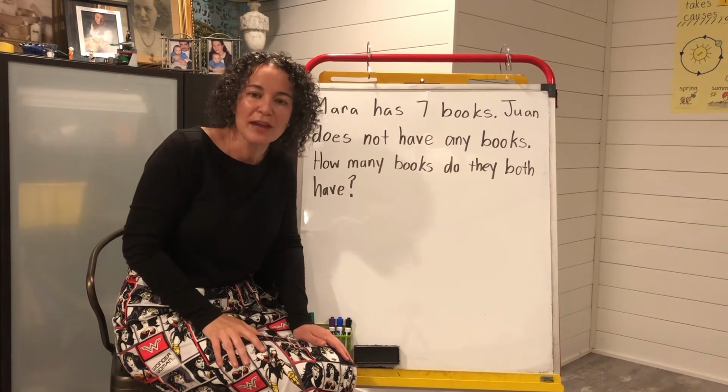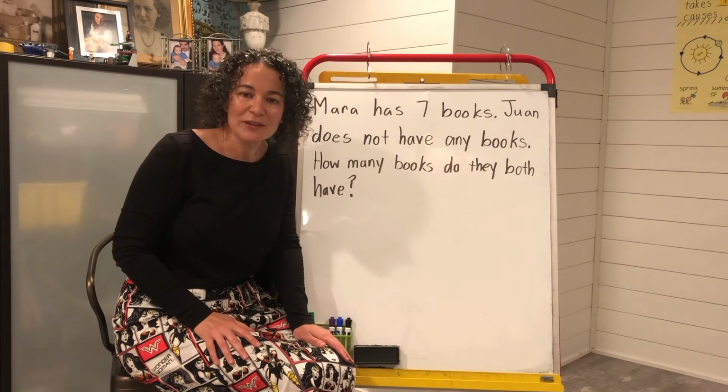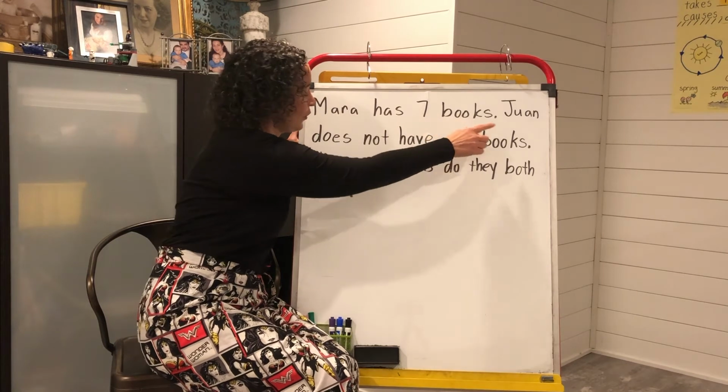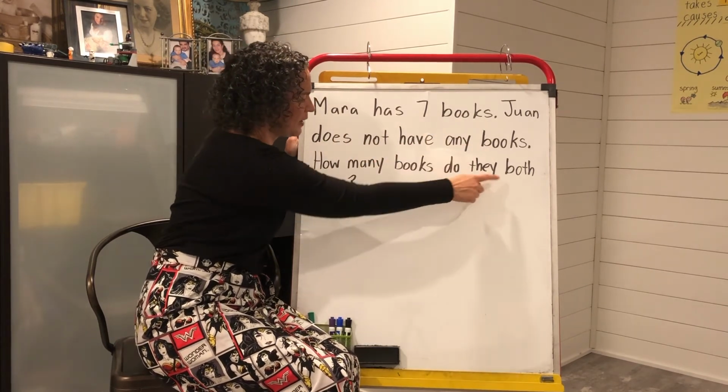All right, thank you for letting me know how you're doing. All right, my friends, let's read this problem. Let me read it the first time by myself. You read it with me the second. Mara has 7 books. Juan does not have any books. How many books do they both have?